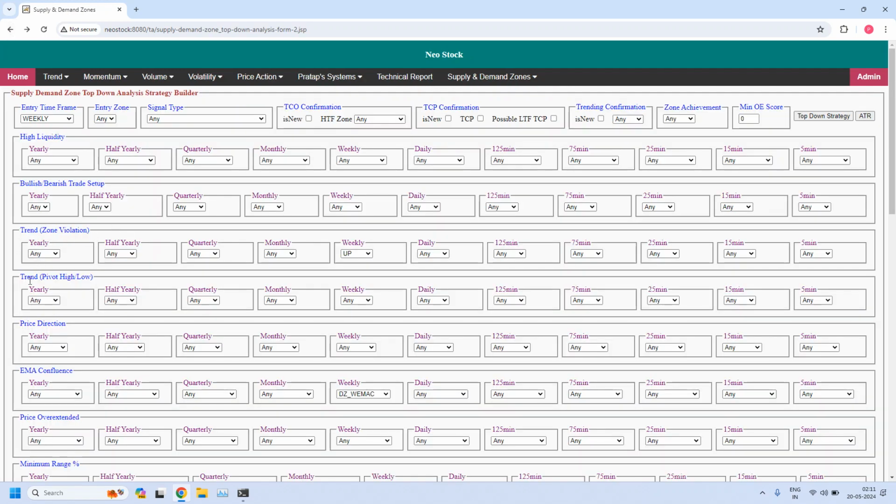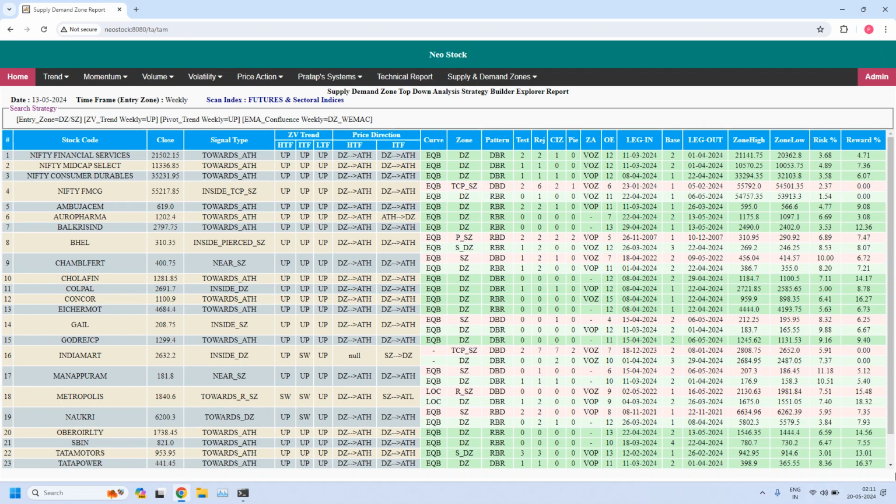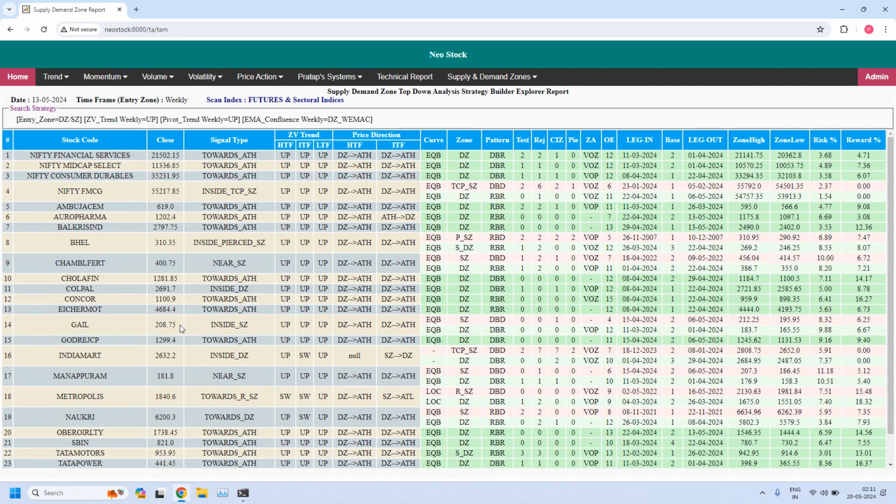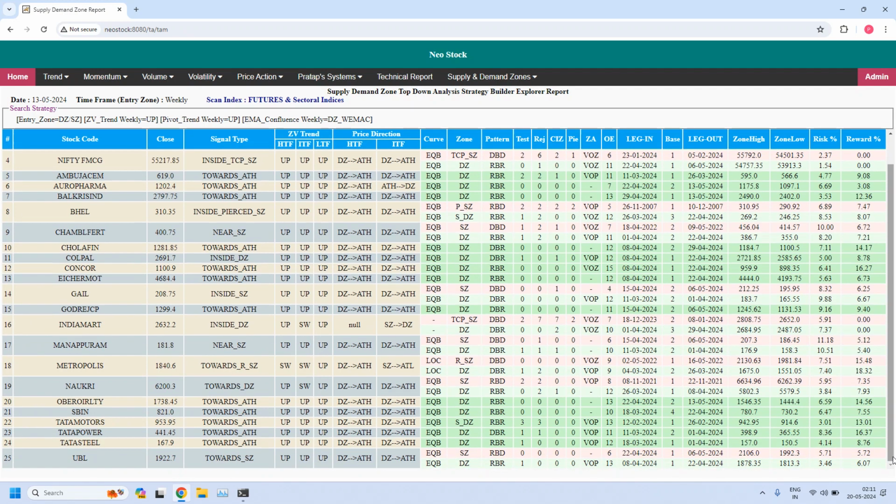What I'm doing, even the pivot high low trend also in weekly time frame, I'm setting uptrend. Let me further filter the 59 stocks. Now the list is reduced to 25 stocks. So first 23 in this list. Let me scroll down. So total 25 stocks.